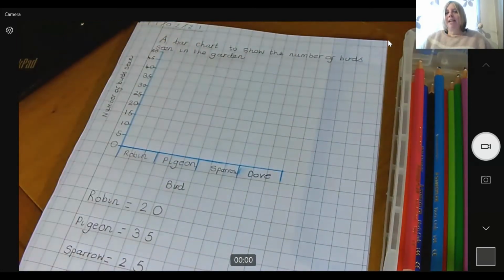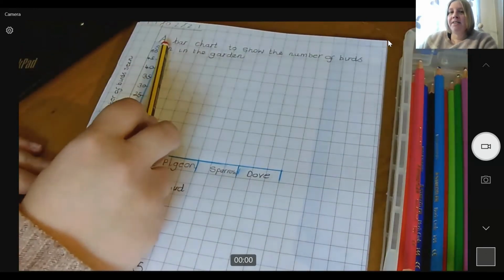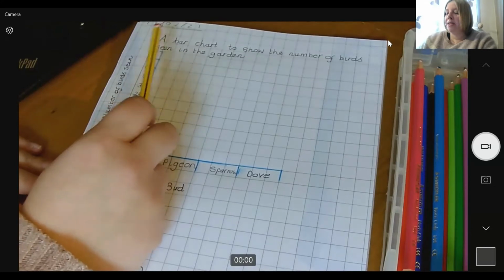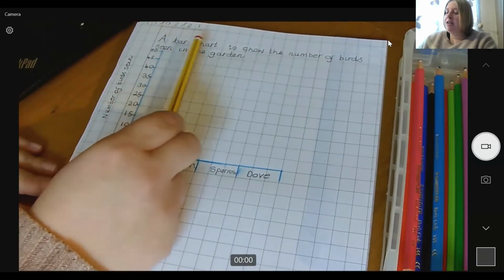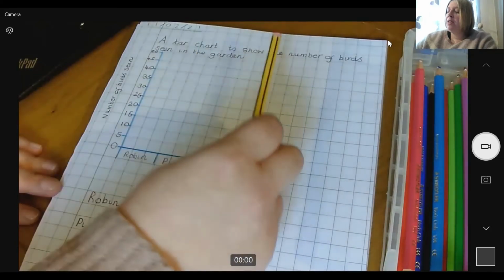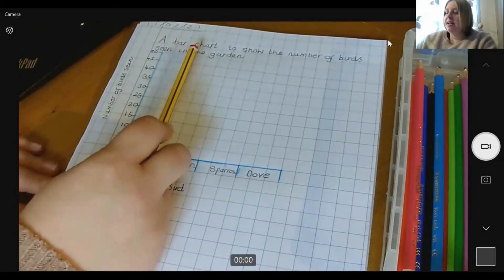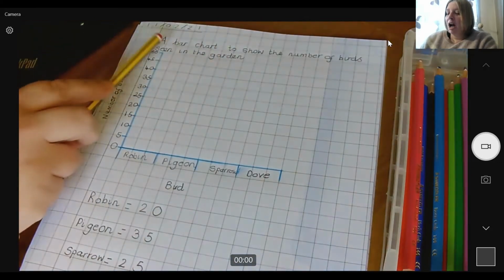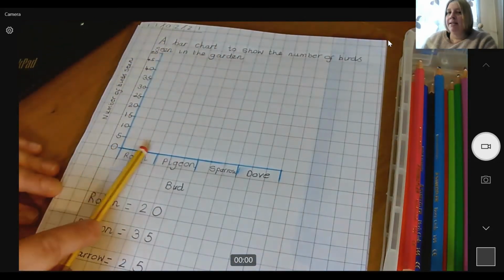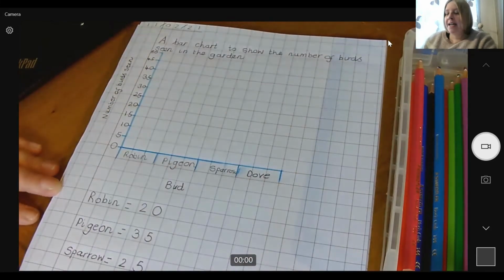I have a grid in my book which we're going to draw our graph on, and this is exactly the same as what we have just seen on the slides. I've written the title at the top, which is a bar chart to show the number of birds seen in the garden. I've drawn my two axes and I've drawn these in blue to help you to see them.